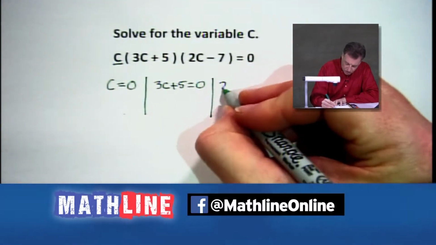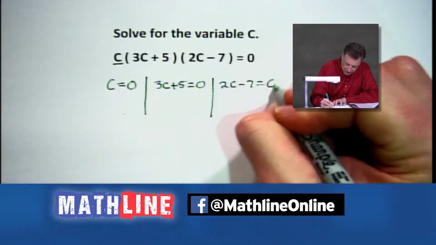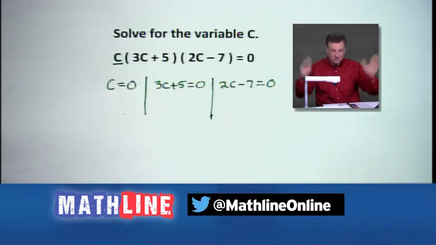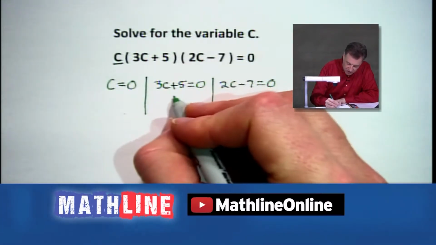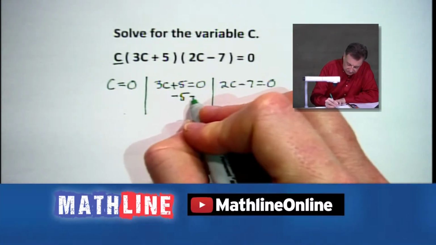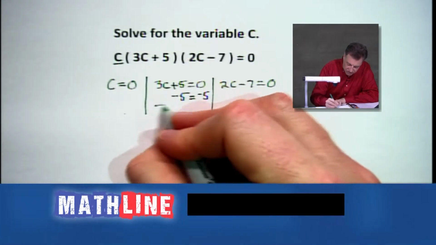And 2c minus 7 will equal 0. So this one spreads out all over the place, but we've got a lot of possibilities. So here we go. We will subtract our 5.